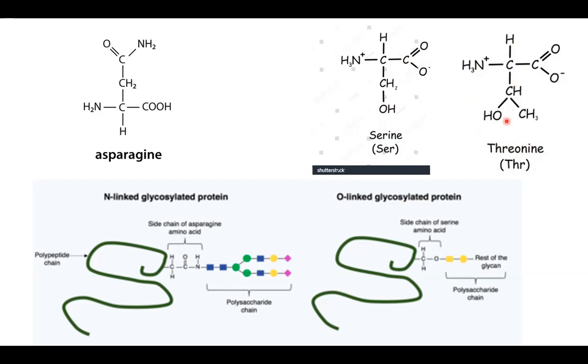If I'm looking at my R group, I notice I have an oxygen. This oxygen can attach to a sugar. Once that oxygen attaches to a sugar, it's going to be called O-linked glycosylation. So the main concept that I really want you to understand: N-linked glycosylation needs asparagine. O-linked glycosylation needs serine or threonine. I need serine or threonine to do O-linked glycosylation, and I need asparagine to do N-linked glycosylation. It's because of the R groups that they have.